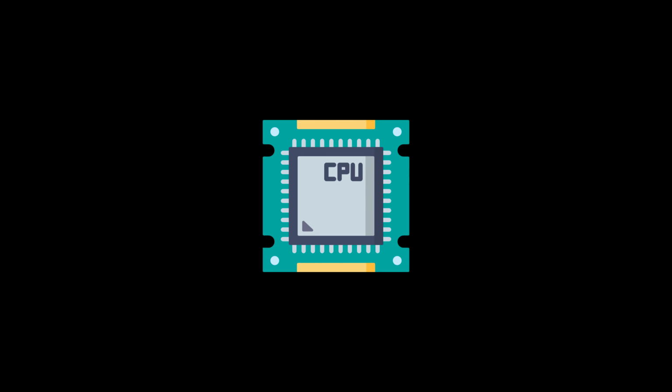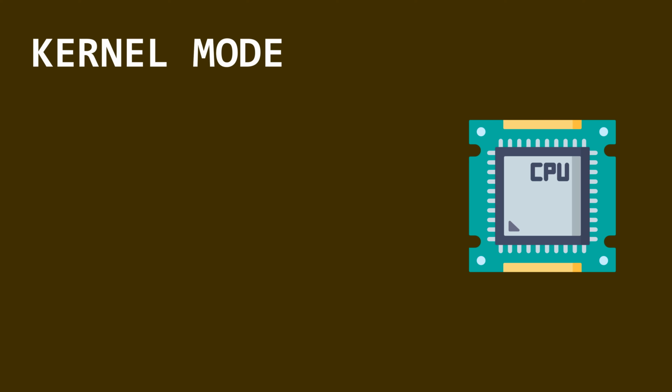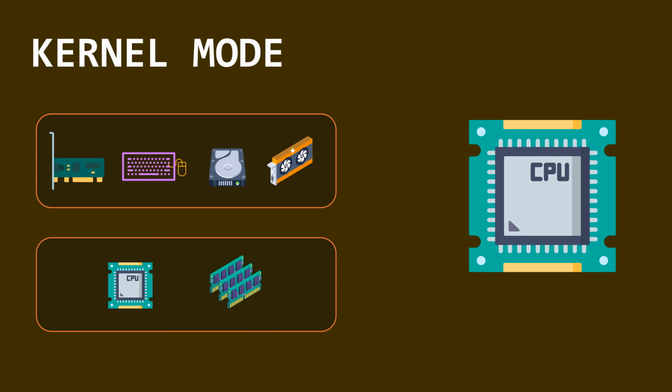To prevent this, CPUs operate in two basic modes, user mode and kernel mode. In kernel mode, also known as privileged mode, the CPU can execute any instruction in its instruction set, granting it full control over the system. This includes the ability to manipulate I/O devices and hardware components like CPU timers or the memory management unit.